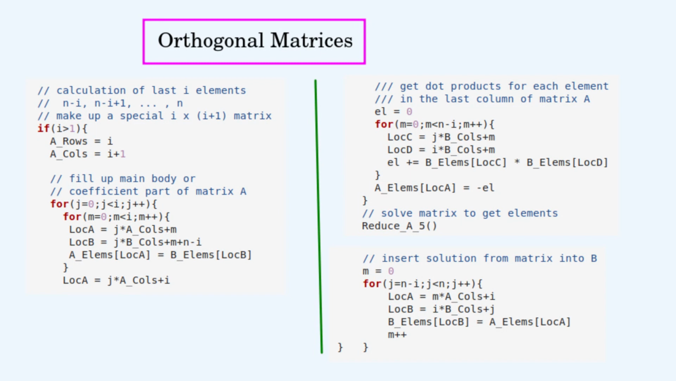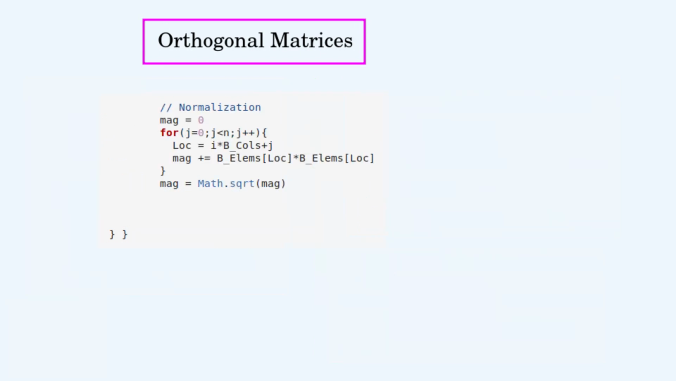Then we'll insert these solutions into the matrix B, which is the orthogonal matrix that we're trying to make, but we still need to normalize this particular row vector. So then we'll get the magnitude of this row vector. Then we'll normalize it by dividing all of its elements by its magnitude, and so we'll get the row finished and ready to go through the loop to do the next row, until all of the rows are done.